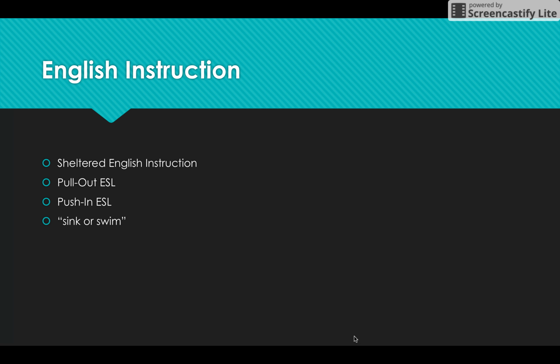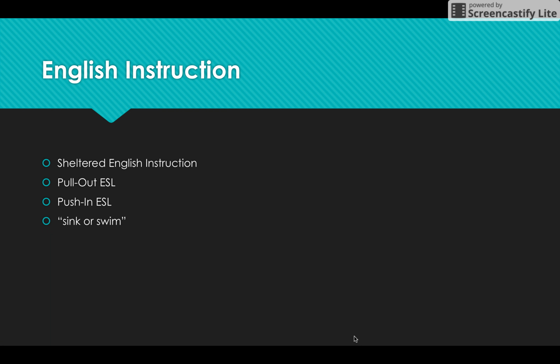There are different types of English instruction. One type is sheltered English instruction. Through this method, students receive content in their classes through English. However, physical activity, visuals, and hands-on activities are included to help them understand and make the content more accessible to the student. There's also pull-out ESL classes.